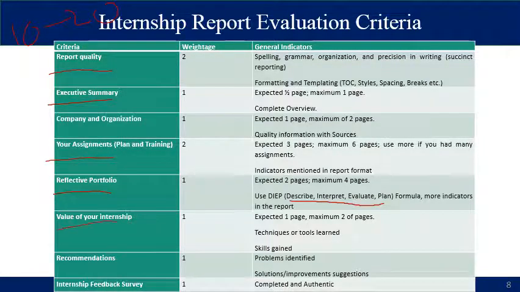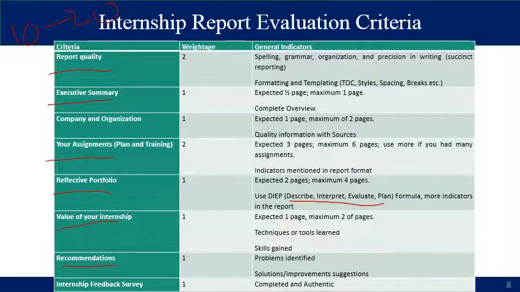And then you have to write about 1 page on the value of your internship, the techniques and tools you have learned, and the skills you have gained through the internship program. And then you have to write about improvements or problems in the internship program and what solutions you would suggest that can help ameliorate the situation, for the betterment of the department's industrial linkages and internship program.